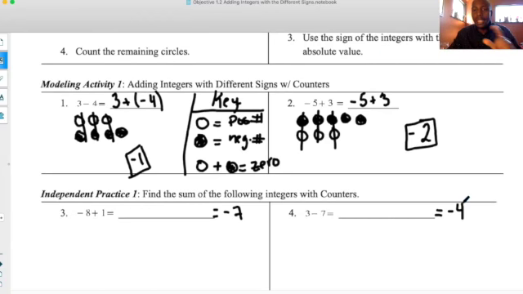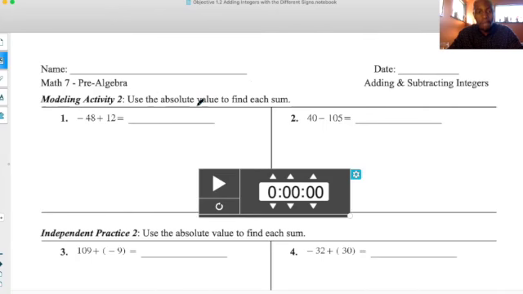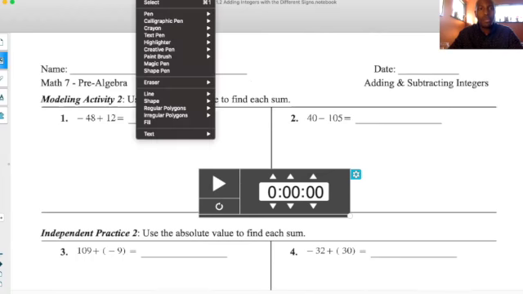All right? Let's go to the second method to adding or finding the sum of integers with different signs. Now, we have model activity number 2, question number 1, which is for us to add -48 with the +12. Okay? Let me just move this timer out the way.